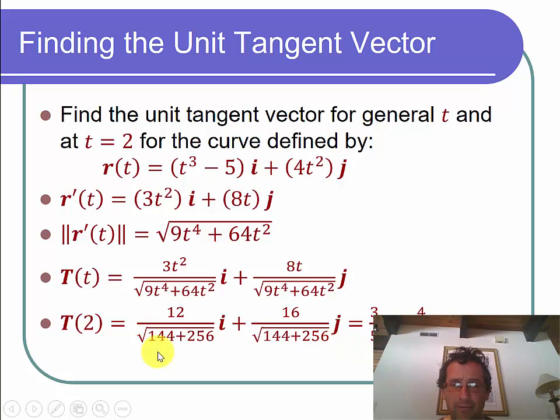Then we simplify. 144 plus 256 is 400. The square root of 400 is 20. 12 over 20 is 3/5, so we get 3/5 i. Similarly, 16 over 20 is 4/5, so plus 4/5 j. And there is the unit tangent vector for this vector-valued function evaluated at t equals 2.